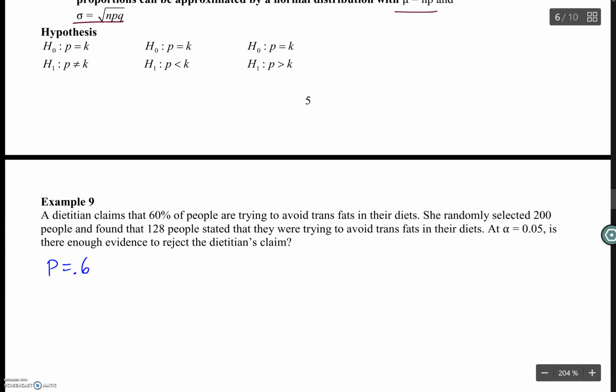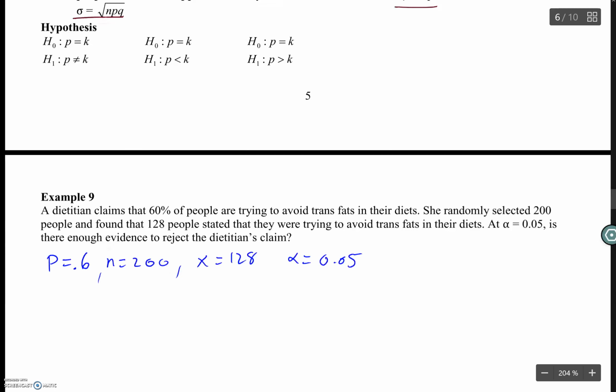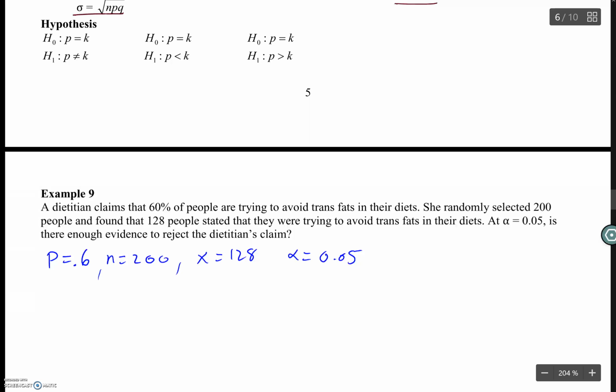200 is your N. What's 128? Your X. And then we have our alpha. So I wasn't actually given P hat. Does that bother me? No. Well, it might bother you personally, but we can figure it out. How do we find it?